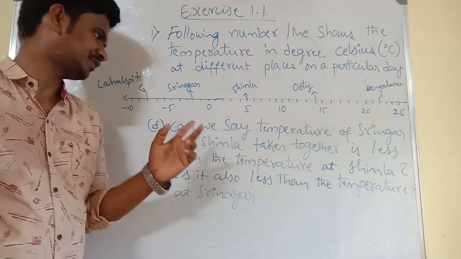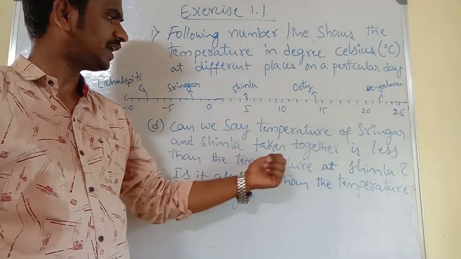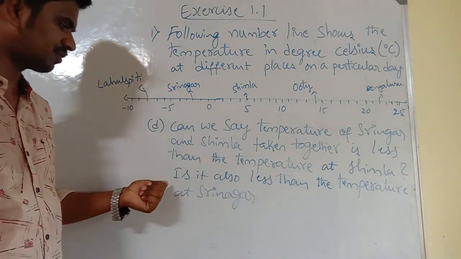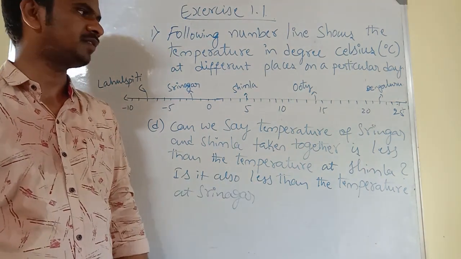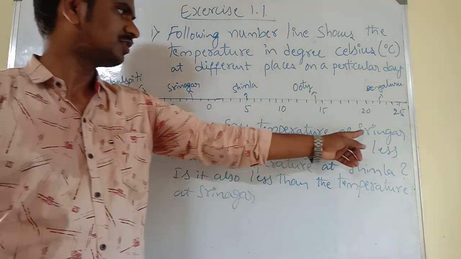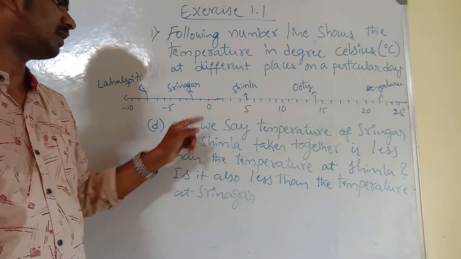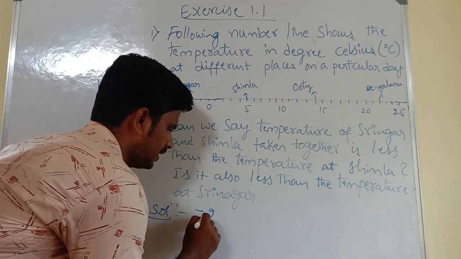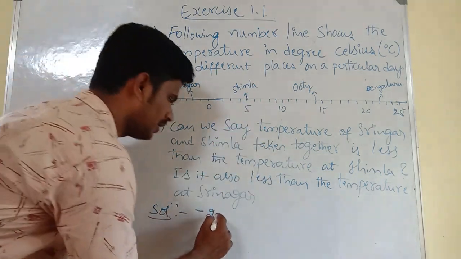Next, come to the last question: can you say the temperature of Srinagar and Shimla taken together is less than the temperature at Shimla? And they are asking another question, is it also less than the temperature at Srinagar? It means we have to consider the temperature of two cities, Srinagar and Shimla. Here, what is the temperature of Srinagar? That is minus 2. And Shimla how much? 5. Then you add those two.